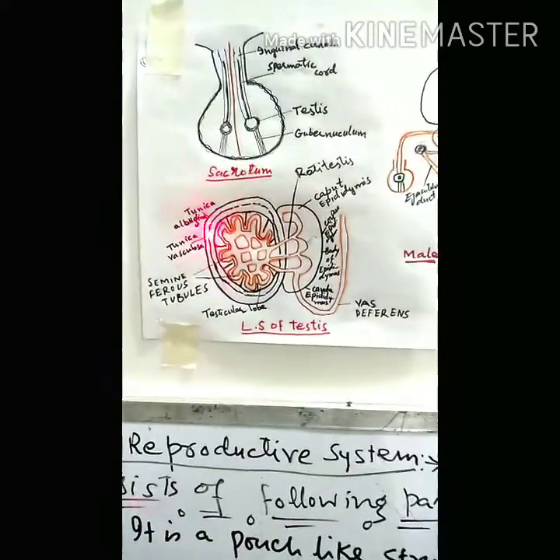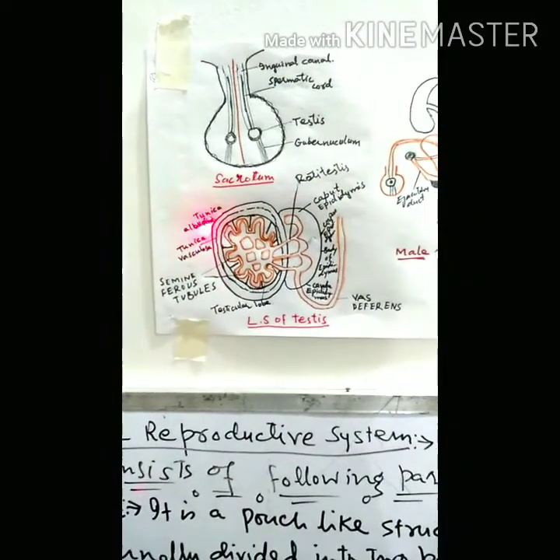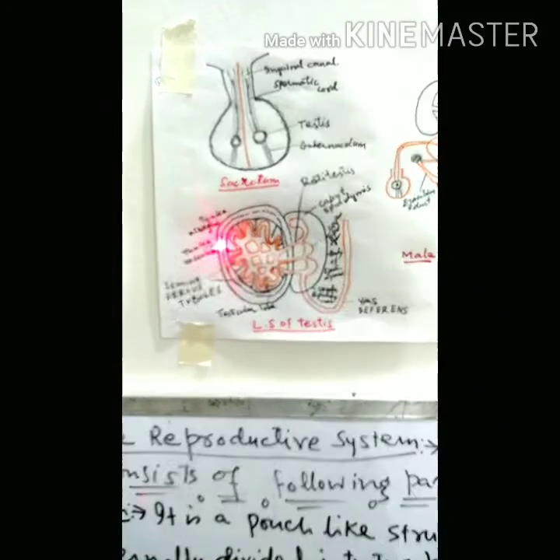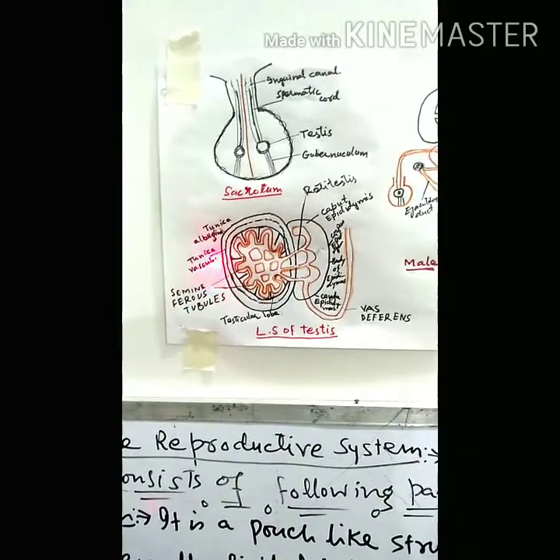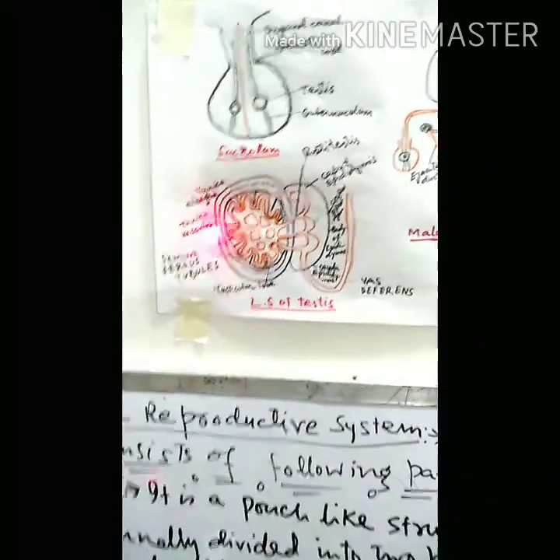Coming here, this is the testis. This is the tunica albuginea, the outer coat. This is the tunica vasculosa, the inner coat.